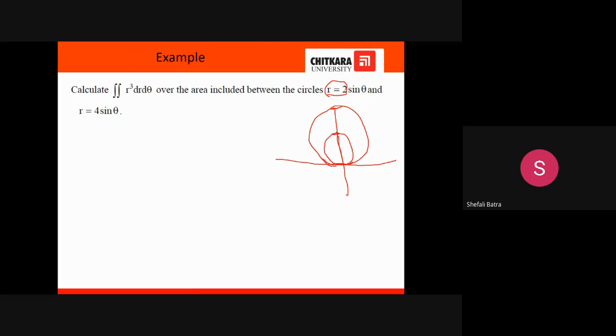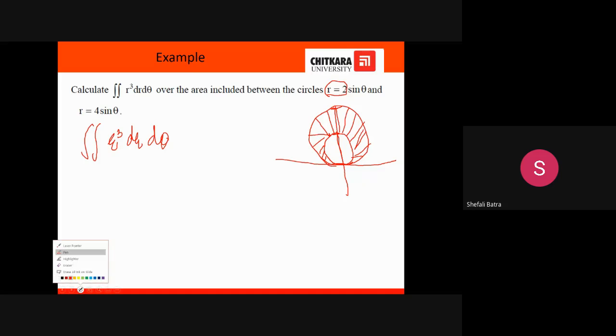So this will be our circle. This is the region of integration. Right, beta? So you will be writing like this, double integration r cube dr d theta. So I need the limit of r, and then I need the limit of theta.